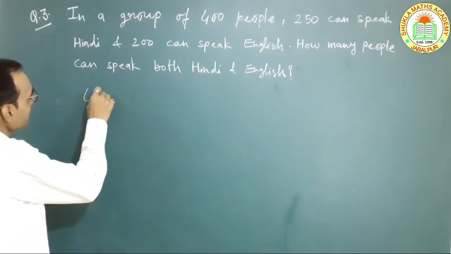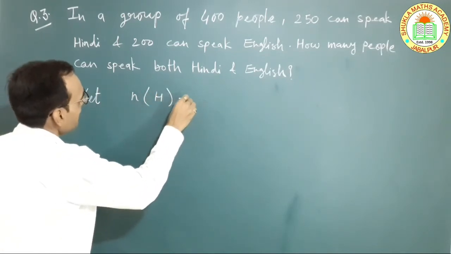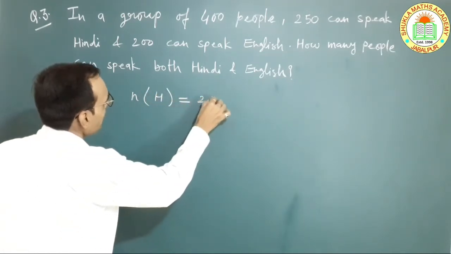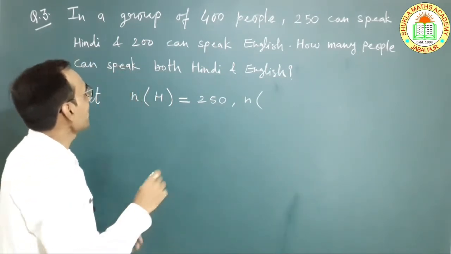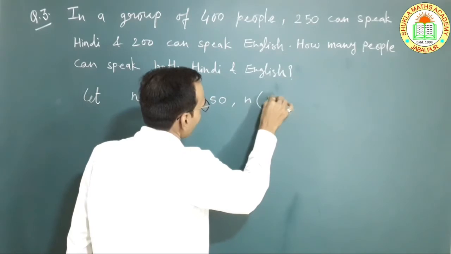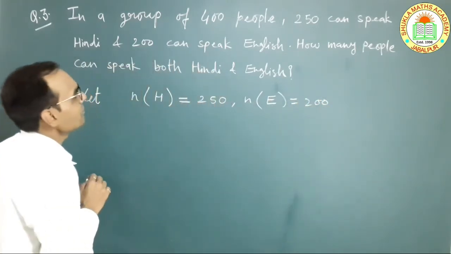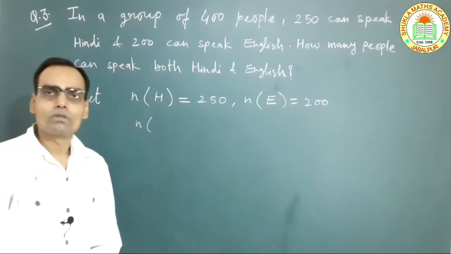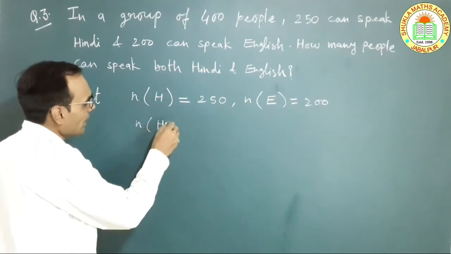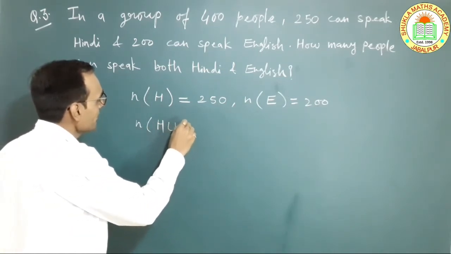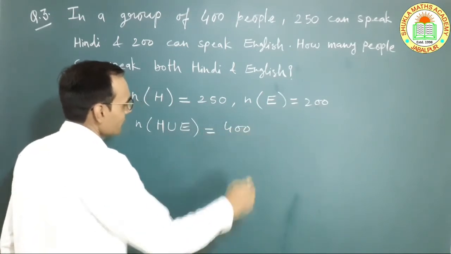So, the number of people who can speak Hindi, that is n(H), is 250, and the number of people who can speak English, n(E), is 200. And the number of people in H union E, Hindi and English, is 400, right?